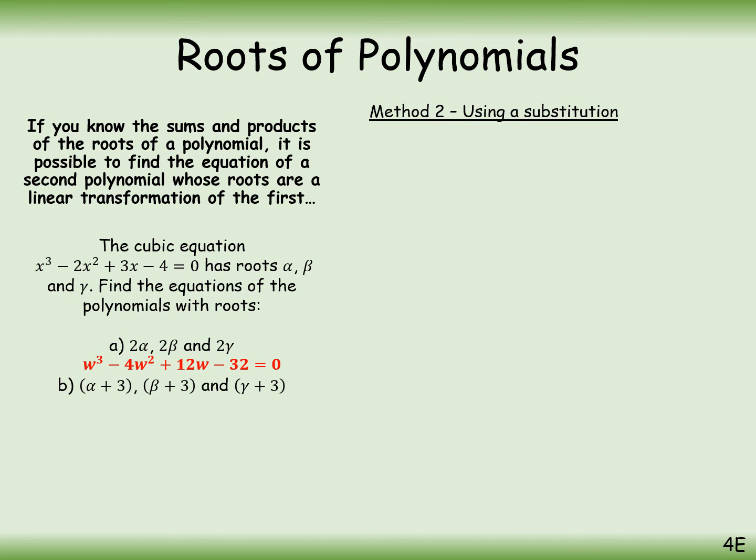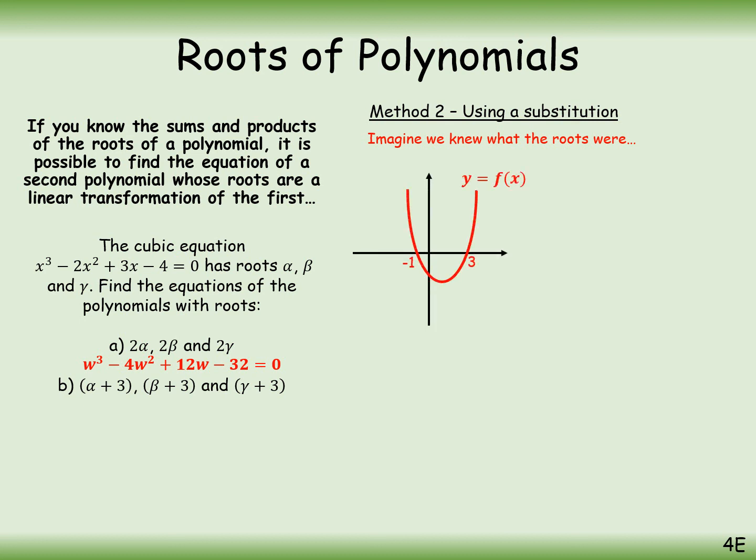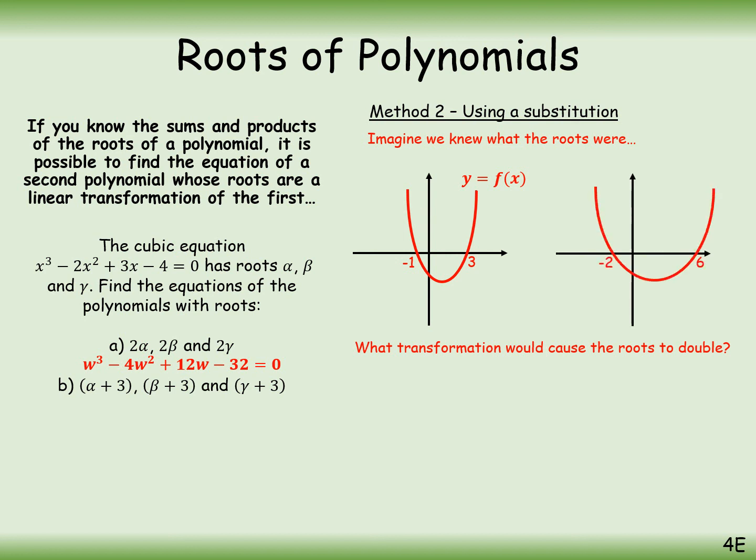Okay, so now let's look at method 2, using a substitution. So imagine we knew the roots were... So this is a function, the original function f of x. What transformation would cause the roots to double? In this case, if we're going to double this, we're looking at going from -2 and 6. So the function is going to be f of half x. Remember, what's inside the bracket is usually the opposite. So if you have x minus 1, you actually go to the right by 1. If you have half x inside, then you're actually doubling it.